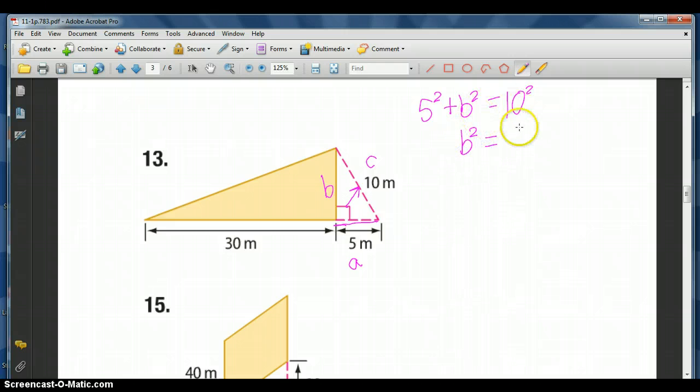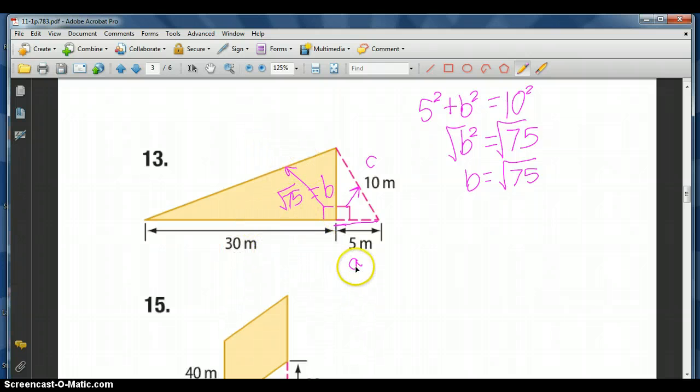So if we subtract 25 from 100, that would be 75. And b is equal to the square root of 75. Now we can use that to find the hypotenuse of this triangle. So this time I will call this leg A. So this leg is A, this leg is B, the hypotenuse is C.